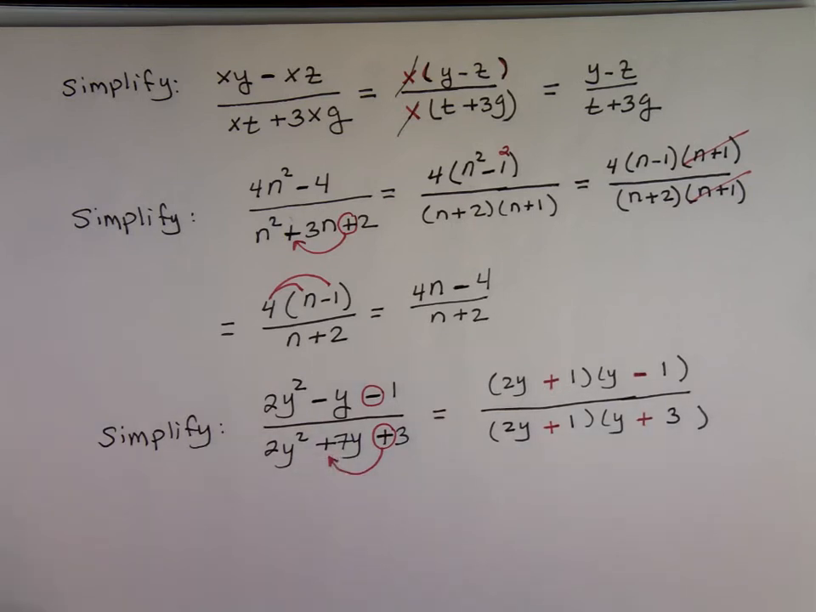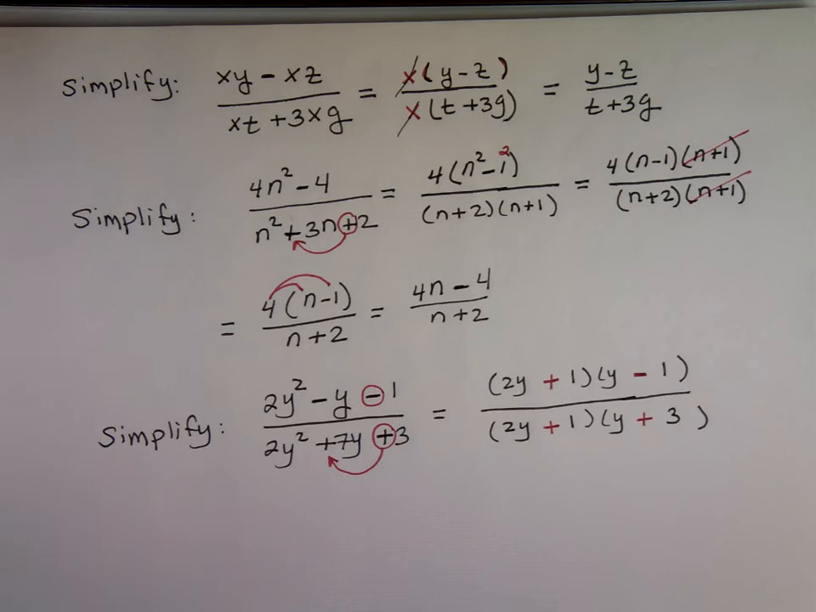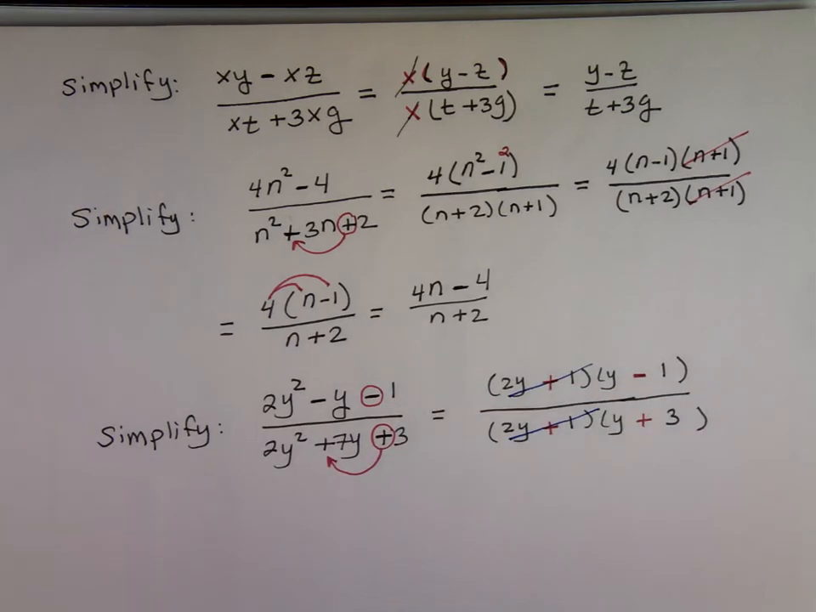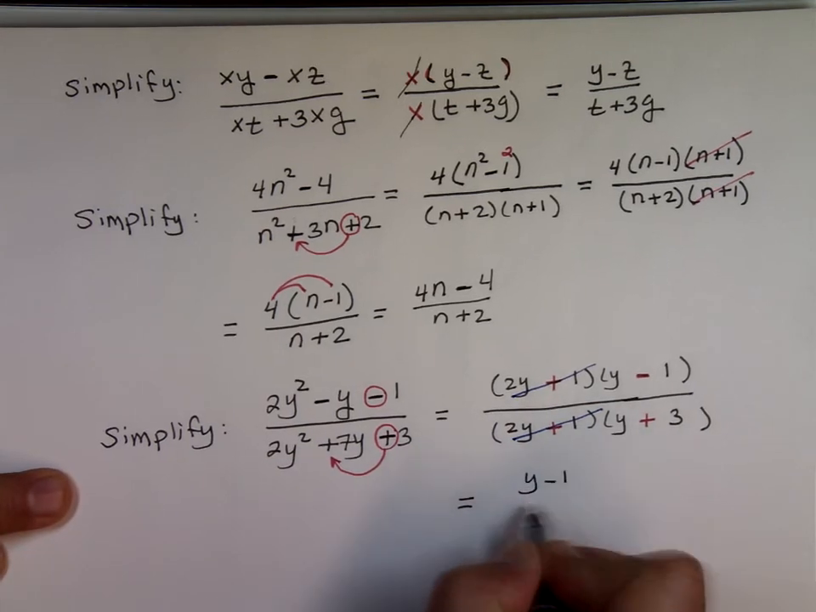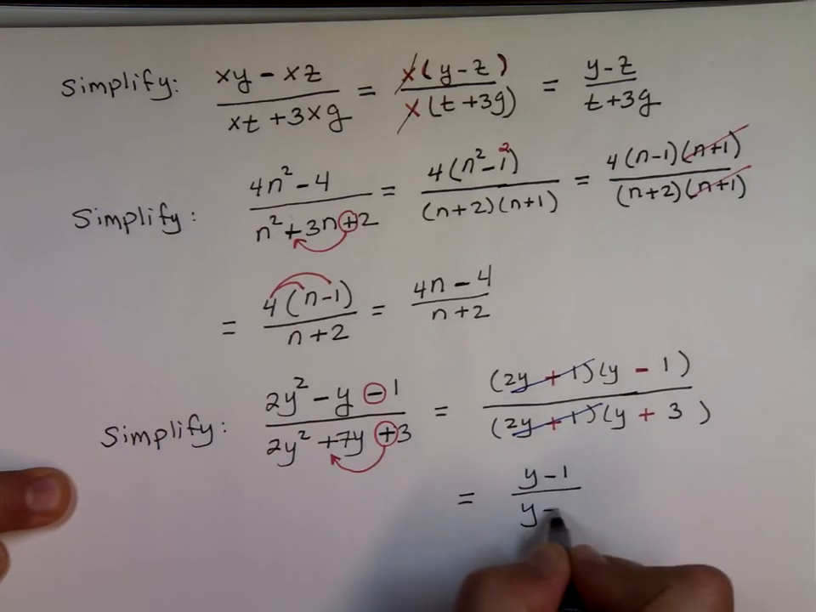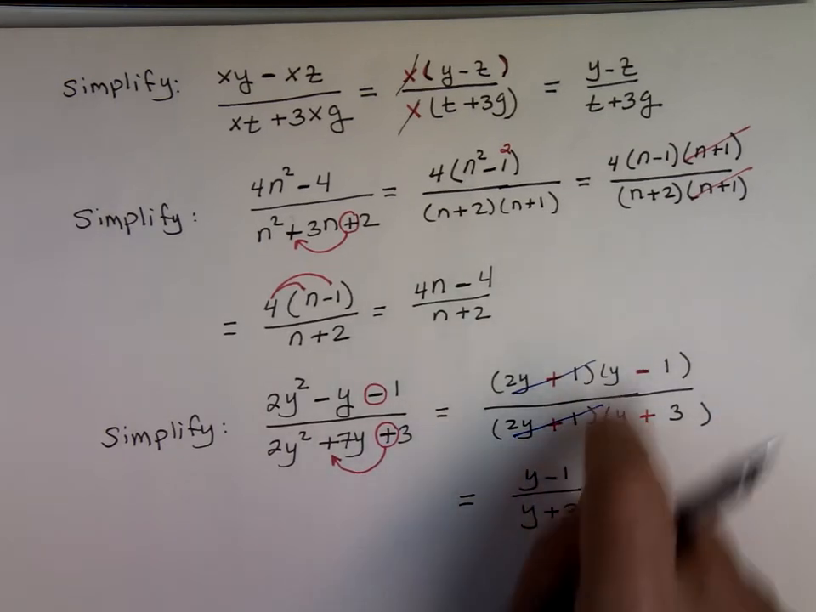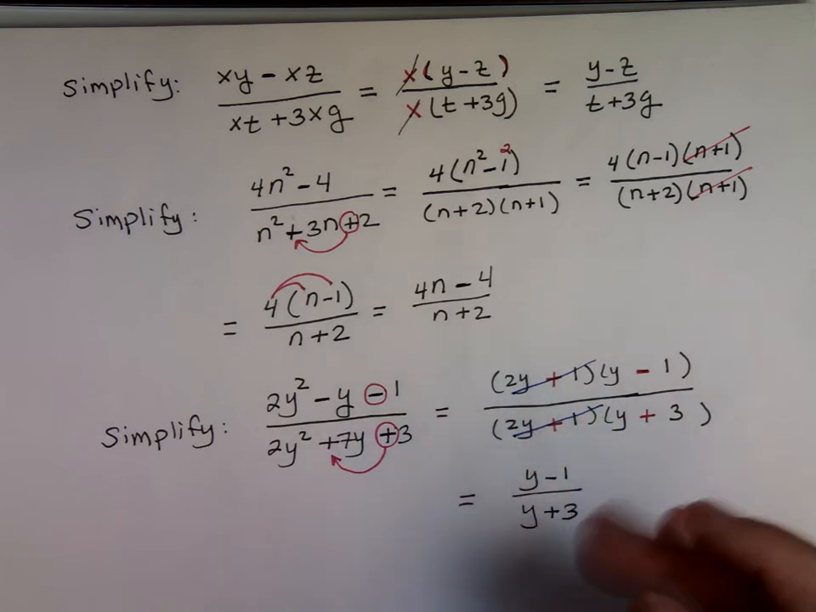I knew that, like I had a feeling that these two are going to be the same, so I can cancel them out because the same thing on the top and the bottom. And my answer is going to be y minus 1 over y plus 3. So you're going to see me cheat in a way, try to use that logic that the two of them are going to match when I'm factoring and trying to see if that'll be a quick way to get to the answer.